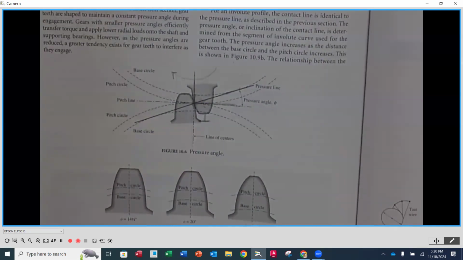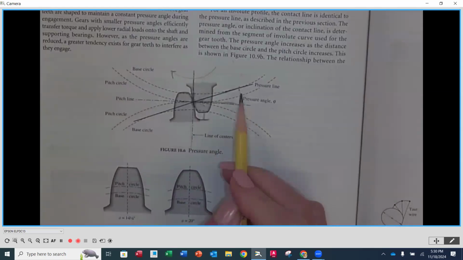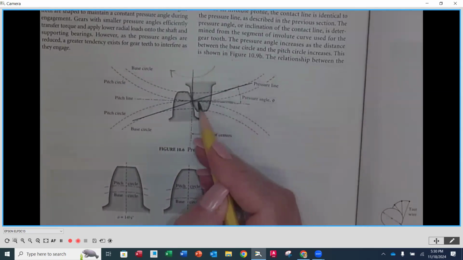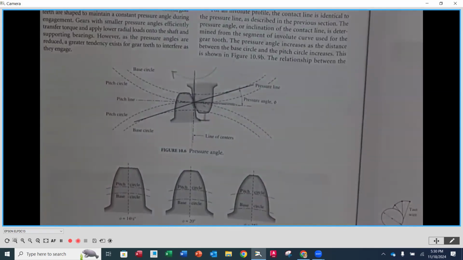The angle of that tangent line to the horizontal is what we call the pressure angle. And that is the line along which the resultant force is transmitted from one tooth to the next. Okay, one tooth to the next.